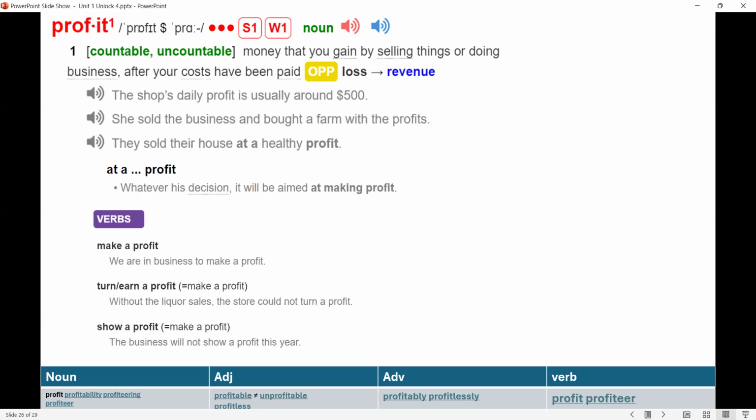Profit. Profit is the opposite of loss. Profit means revenue. Profit is the money that you gain by selling things or doing business after your costs have been paid. Example, you can make a profit. We are in business to make a profit. Or you can earn a profit, turn a profit, show a profit.